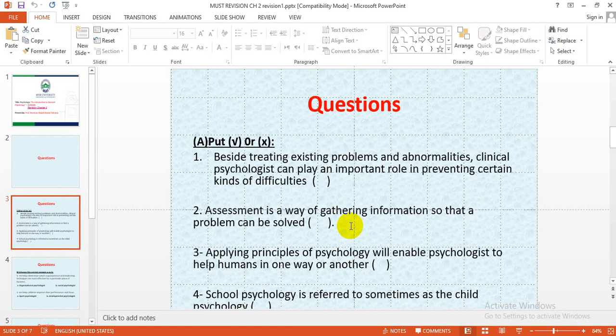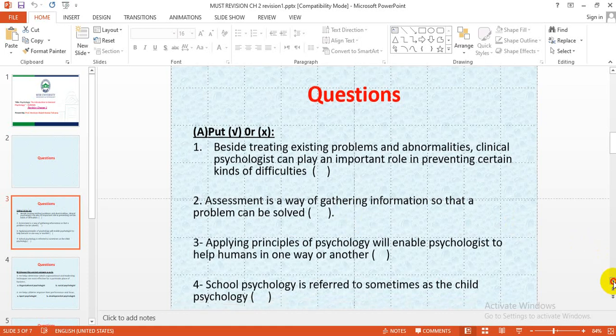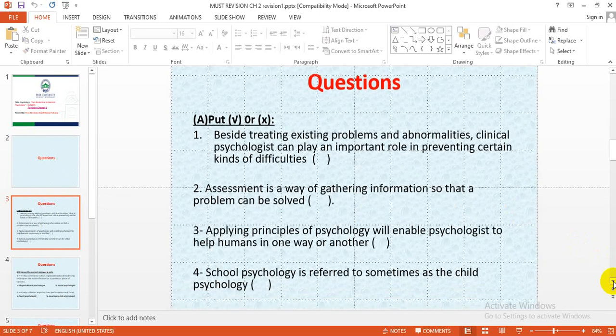School psychology is referred to sometimes as child psychology. Really? Do you think school psychology is also classified or referred to as child psychology?